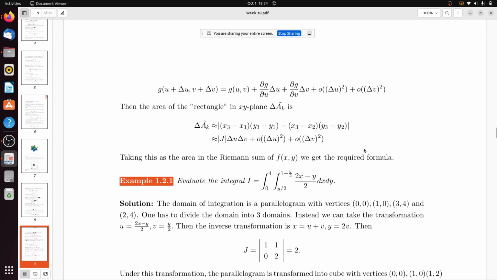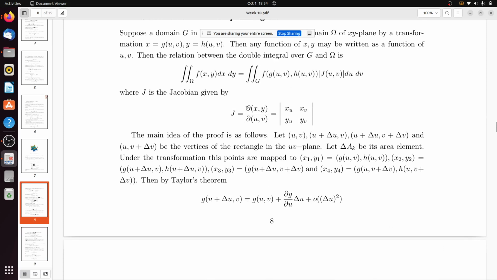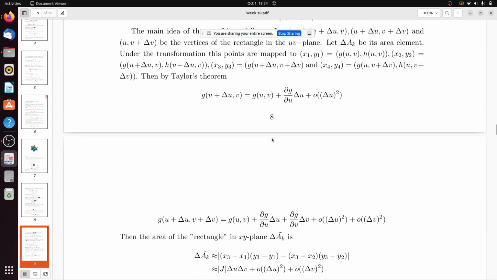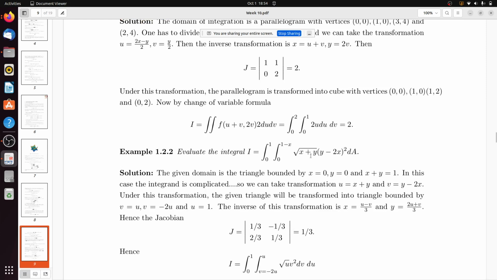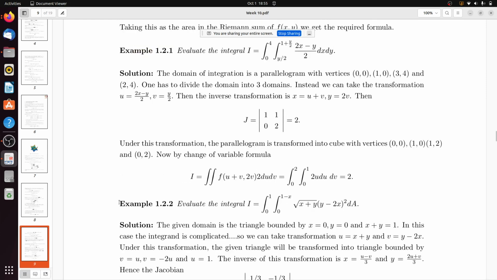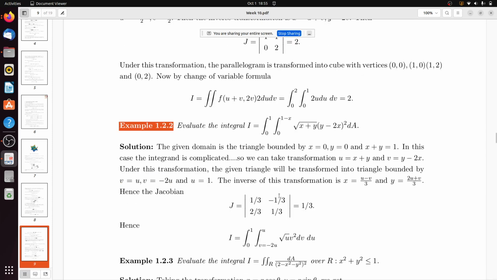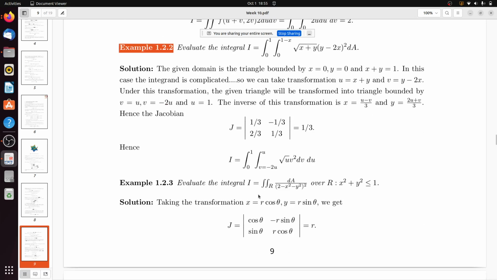And how do you determine the Jacobian? You determine the Jacobian by J equal to del of (x, y) by del of (u, v), where x is a function of u and v, and y is a function of u and v. You just determine del (x, y) by del (u, v), and your Jacobian is done. So there are several problems where, by using this Jacobian formula, you can evaluate the integral, and you can try on your own.